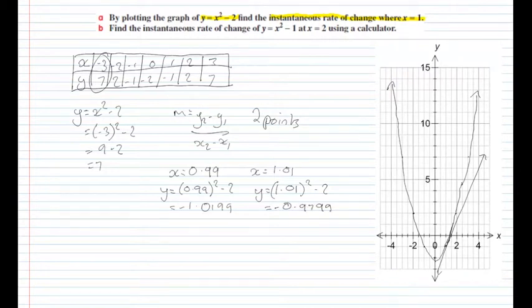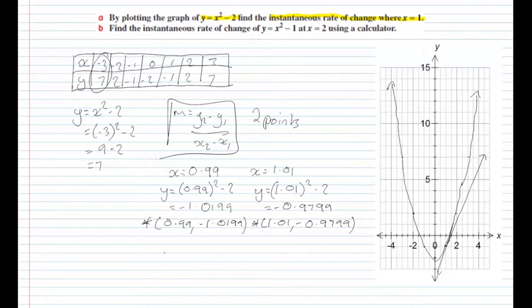-0.9799. Now, these coordinates, of course, are 0.99 and -1.0199. This as a coordinate is 1.01 and -0.9799.